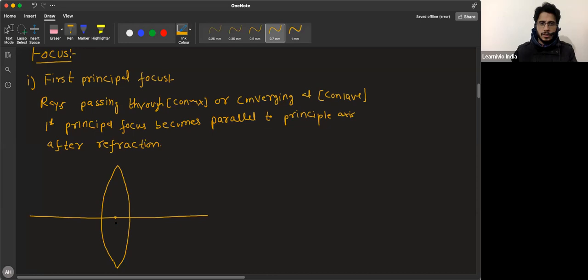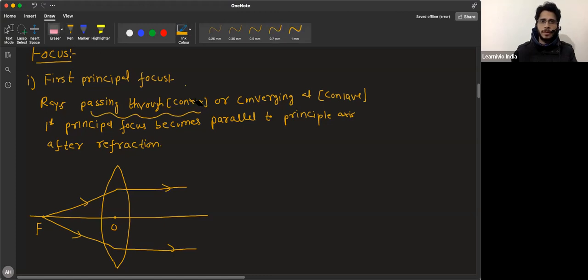If you have a convex lens, and I call this point the first principal focus, then if rays are passing through it, then after refraction, these rays will become parallel to the principal axis. When I say passing through, this statement is for a convex lens. When I'm saying converging at, this statement is for a concave lens.